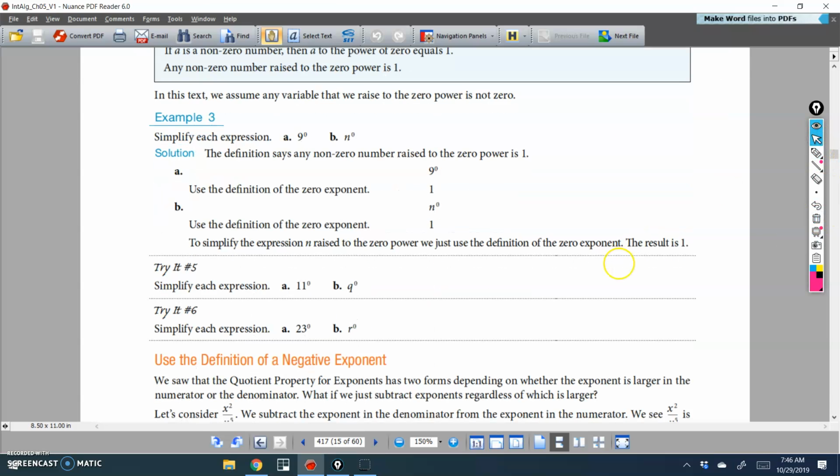So for A, let's see, 9 to the 0. What do you guys think it is? Oh yeah, it's 1. N to the 0. What do you think it is? It's 1. Q to the 0. What do you think it is? Oh yeah, it's 1. Anything to the 0 power is 1. That's so great about this.